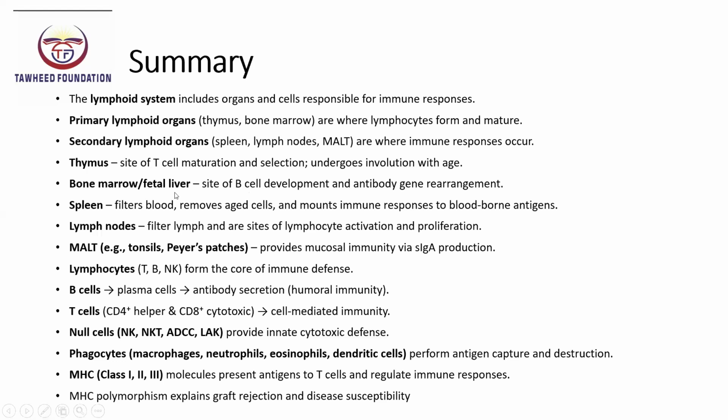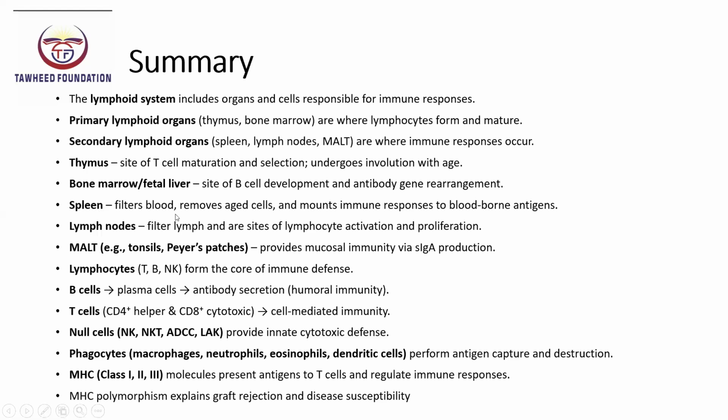Next is bone marrow or fetal liver. The bone marrow in adults and fetal liver in embryos are vital for the development of B lymphocytes. Here, B cells undergo gene rearrangement that allows them to produce antibodies specific to various antigens. These organs also supply lymphoid stem cells for both B and T cell lineages.